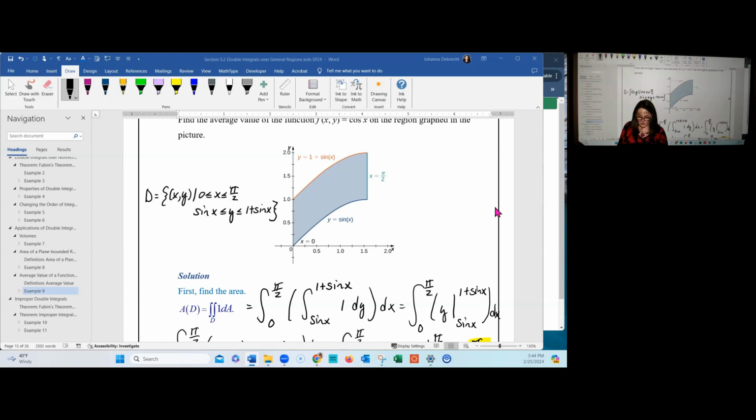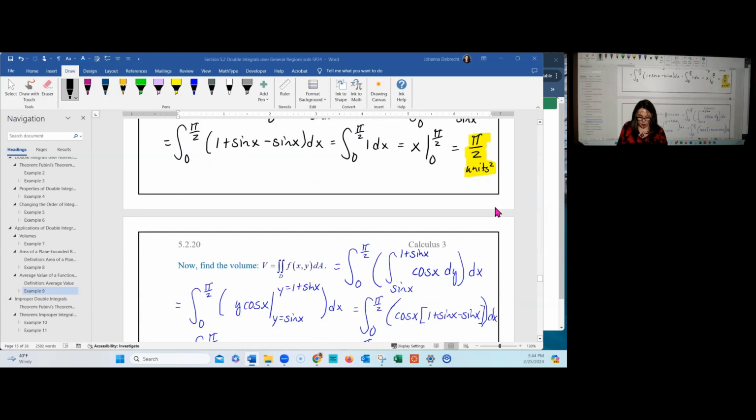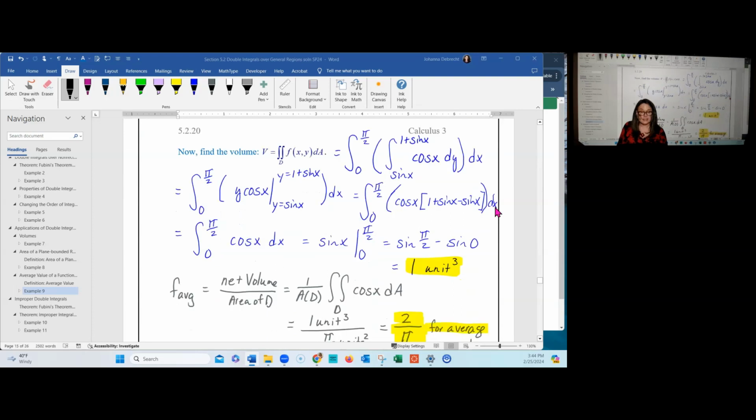To find the average value of the function over that restricted domain, I next need to find the net volume over that restricted domain. Since it's a type 1, I set it up with the same limits of integration, but this time to find net volume, I use the function of two independent variables, cosine of x, as the integrand. Since cosine of x does not depend on y, it's considered a constant. So that simply gives me y times the cosine of x.